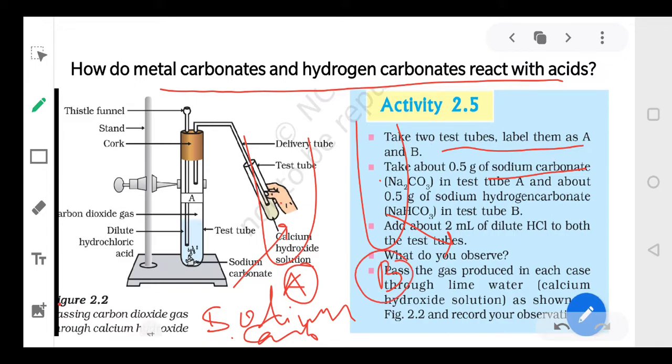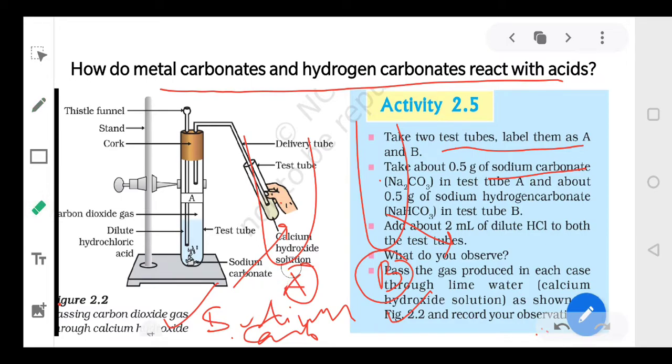Then we will add sodium carbonate in test tube A, and in test tube B we will add sodium hydrogen carbonate. Now we will add 2 ml of HCl to both test tubes. हम दोनों test tube में अब HCl add करेंगे. ठीक है, and we will observe what happens. अब हम observe करेंगे कि क्या होगा.